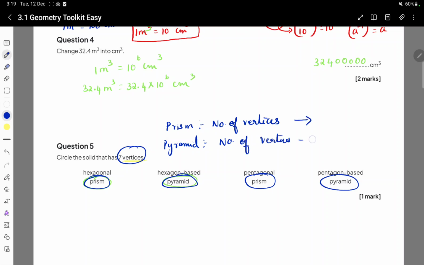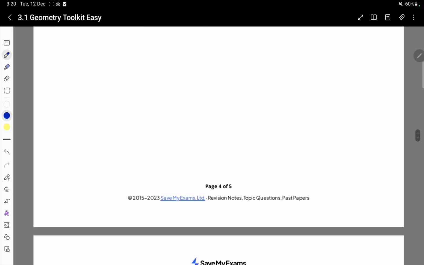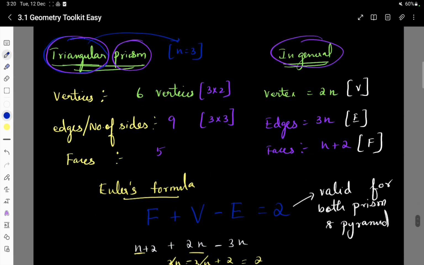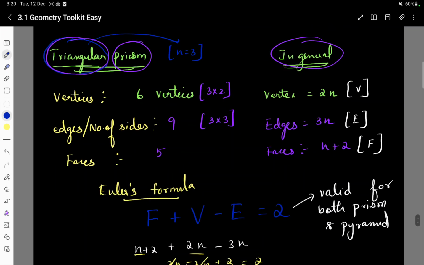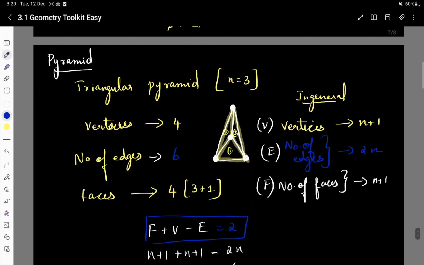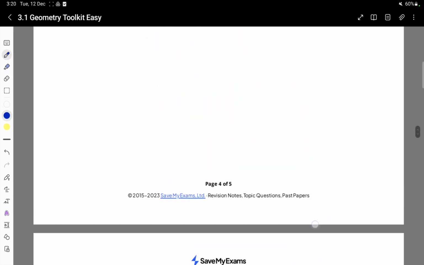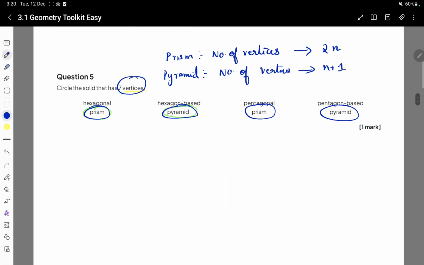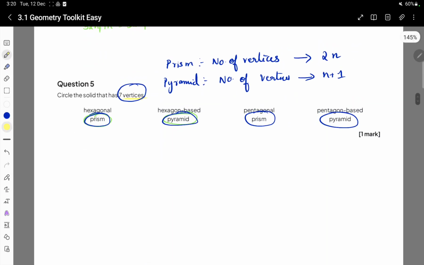So what is the formula I have written for the number of vertices? We can just see from here. For a prism, the number of vertices is 2n, and for a pyramid it is n plus 1. So 2n for prism, and for pyramid it is n plus 1. Now what they have given here is that we have 7 vertices.